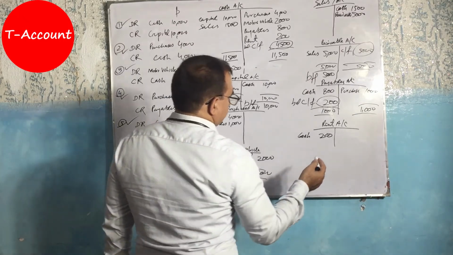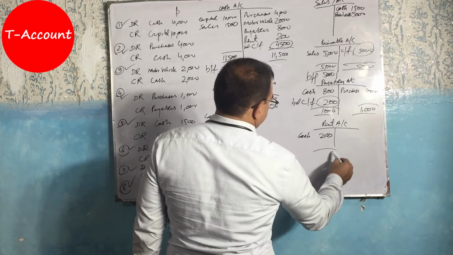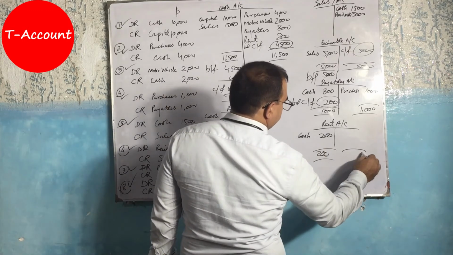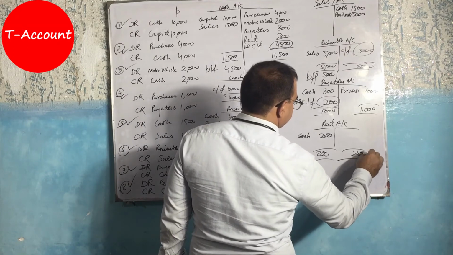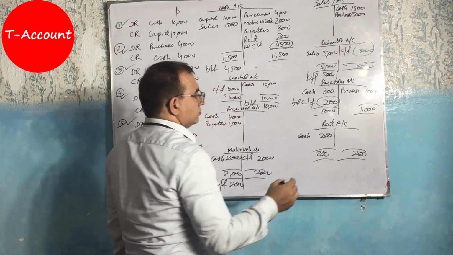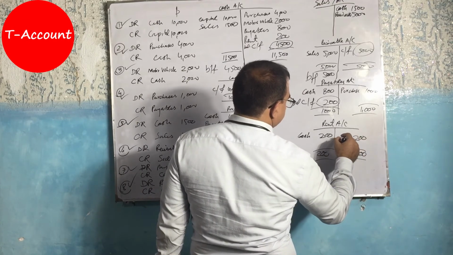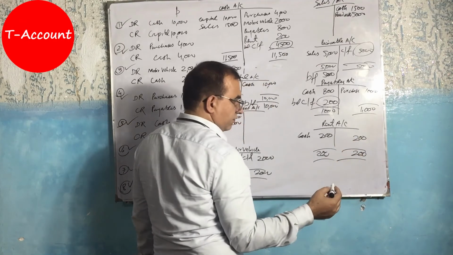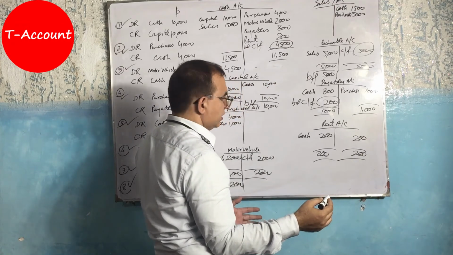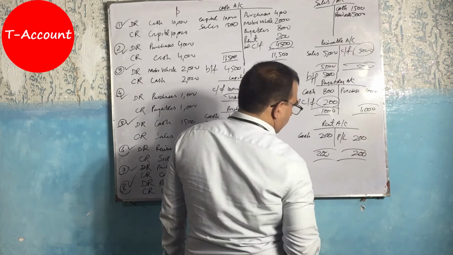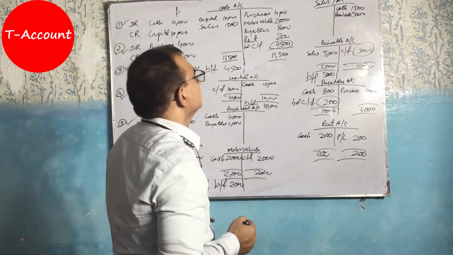Same way. Rent 200. We'll write 200 here. Now to make it equal, we'll write 200 here, but this balance will not be taken to the financial position. It will not be there in the statement. We'll transfer it to the profit and loss. We'll say P&L. Transfer it to profit and loss.